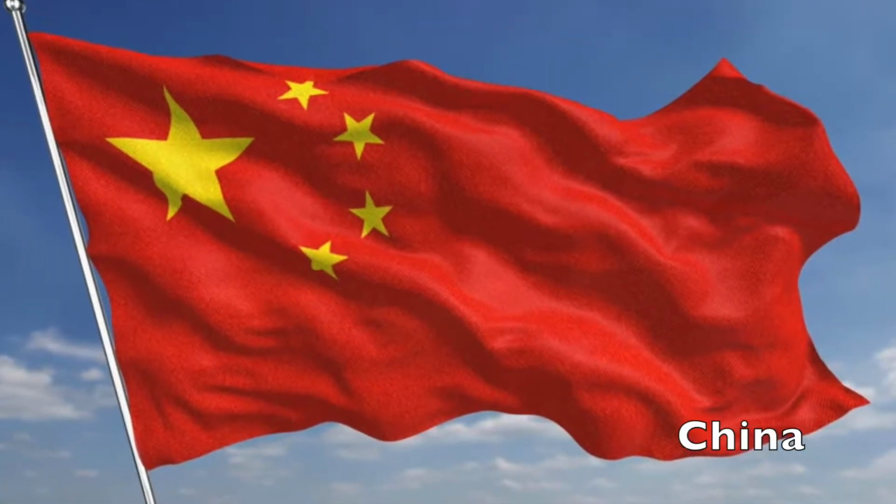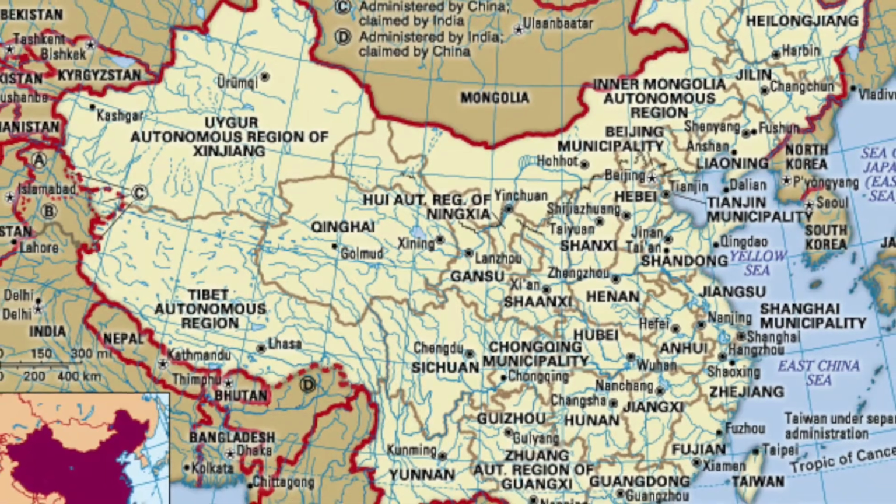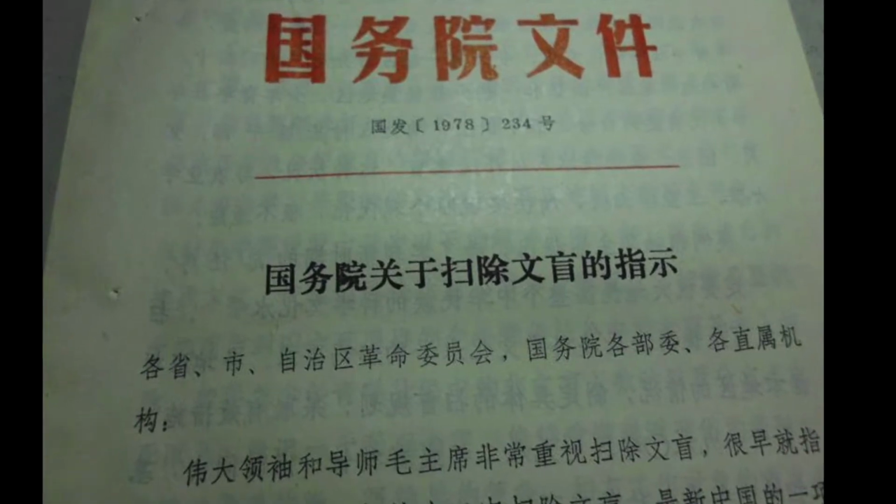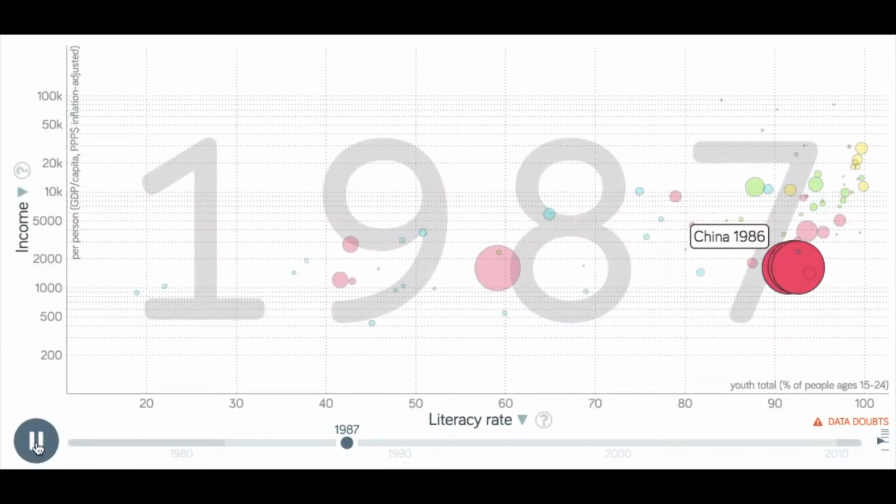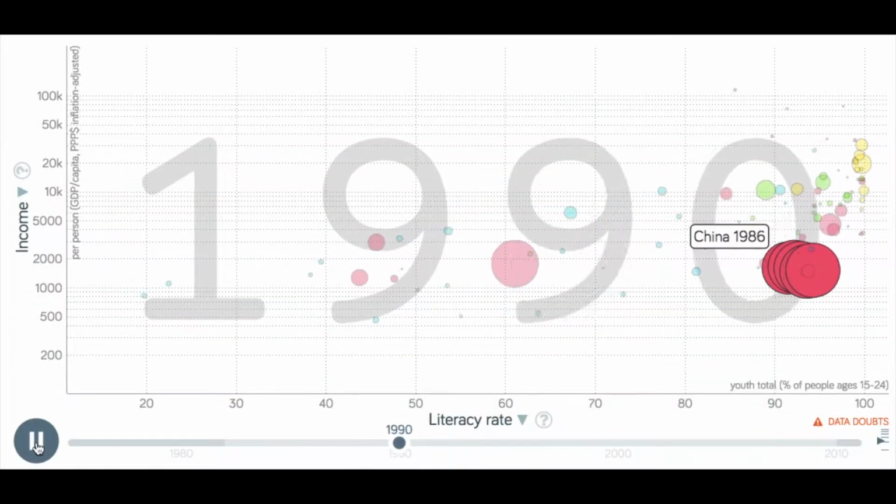Take China as an example. In 1986, the Chinese government issued the policy of 9-year compulsory education, providing free primary and middle school education. When this policy was first issued, the youth literacy rate of China was 91.5%, and income per person was $1,600.